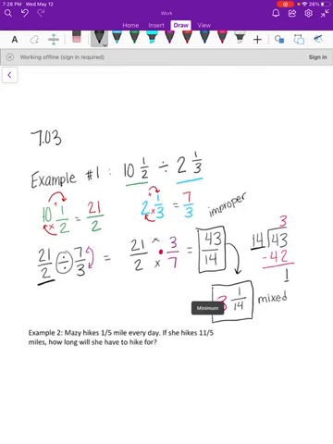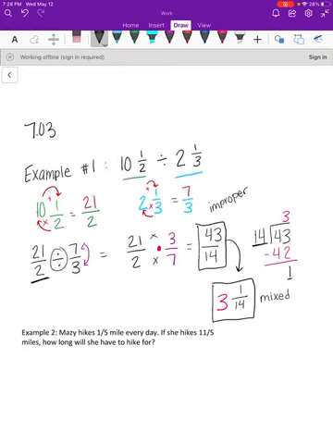Okay. So a lot of steps to that one. And you have to just know exactly what to do at what part. So definitely use this example to help you with other problems that are similar to this.